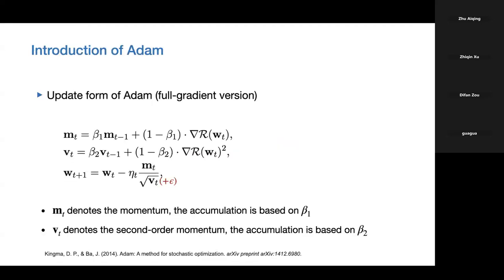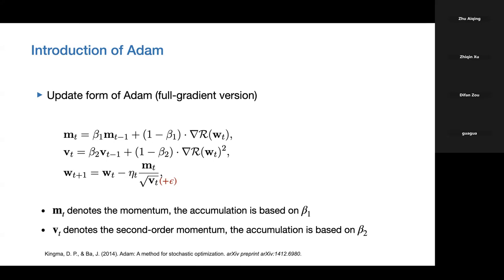But first I will recap the formula for Adam. In many cases people just use one line of code for Adam, and I guess many people do not know the exact update formula. Adam has two terms to be updated. The first one is the momentum, m of t. The second one is the second order momentum, denoted by v of t. M is an accumulation of the historical gradient, and V is an accumulation of the historical gradient square.